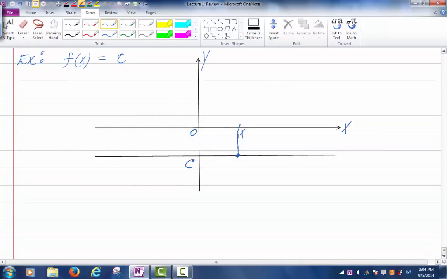So how about the graph of, let's say, y equals c, right? The graph of f(x) equals c is the same as the graph of the equation y equals c.